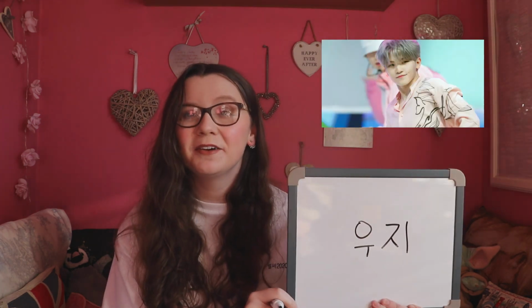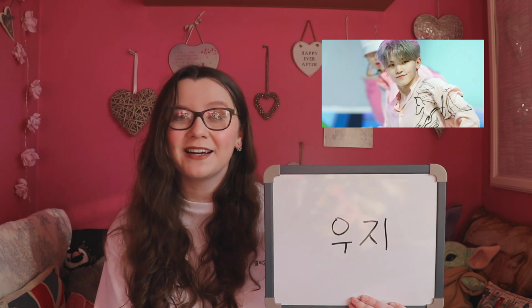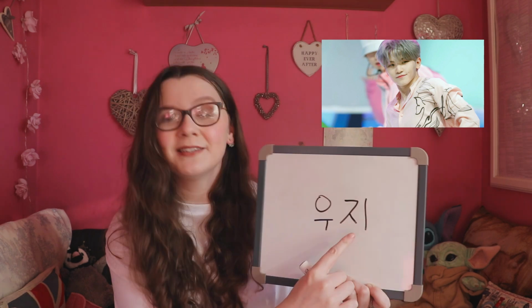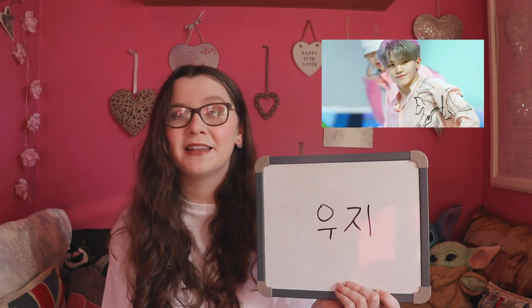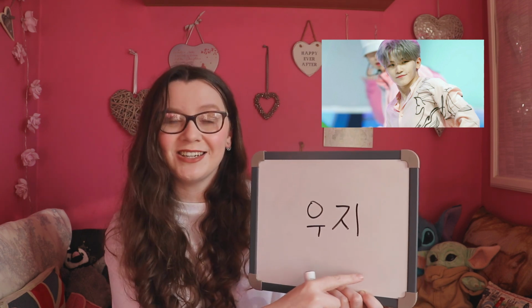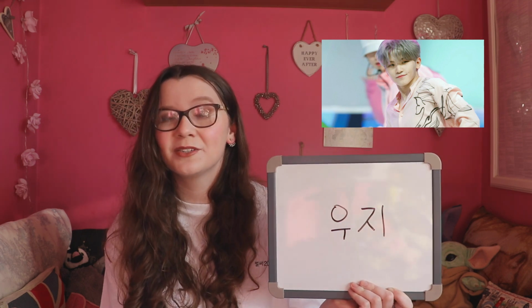There is a similar thing with Woozi's name, or actually it's pronounced Uji. Woozi is romanized with a Z, but there are no Zs in Korean. So when you want to use a Z, you usually replace it with this J sound. And also, like we said, there are no Ws. So this part is just U, and this is G. So Woozi isn't really called Woozi, he's called Uji.